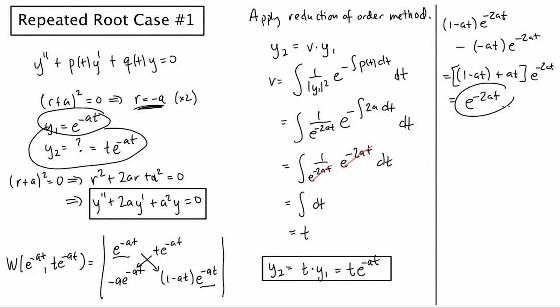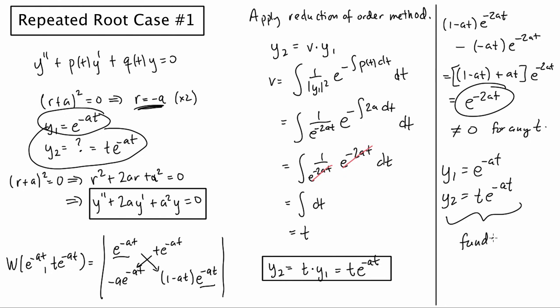So this is the Wronskian of those two. And the question is, is that ever 0? And we should know by now that it's not. This is never equal to 0, and once again, this is for any t. So this implies that y1 equal e to the negative at and y2 equal t e to the negative at form a fundamental set of solutions, and this is the fundamental set of solutions that corresponds to this equation. It's the repeated root equation case.